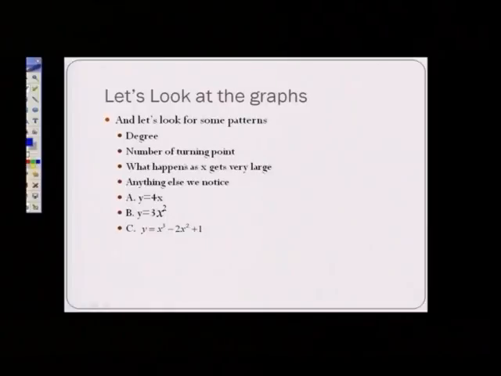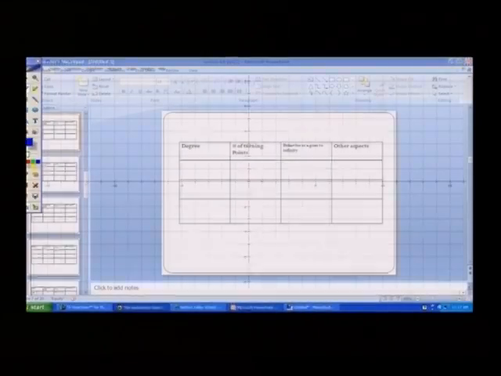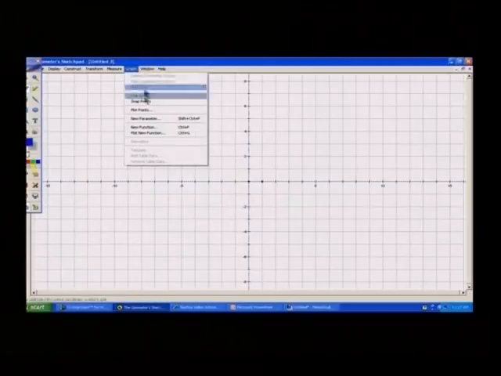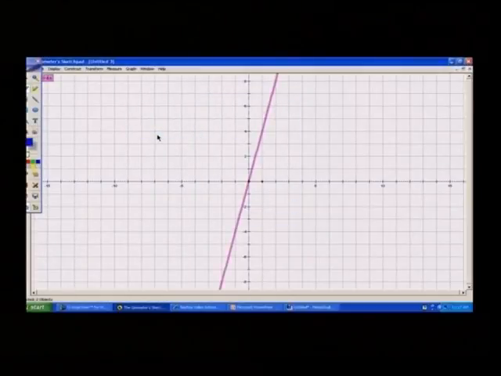So let's first take a look at y equals 4 to the x, and here's what we're going to look for. We're going to look at its degree. We're going to look at the number of turning points it has, its behavior as x goes to infinity, and then any other aspects we notice. Now, even though you probably know this graph off the top of your head, let's go ahead and take our graphing calculators out, and plot a new function, and our first one is 4x.